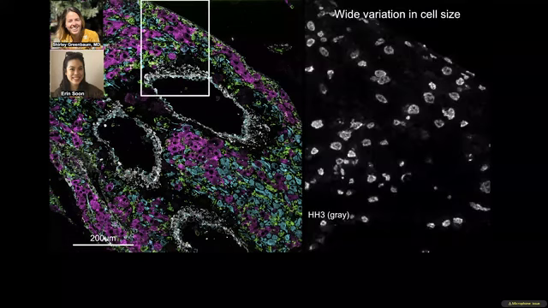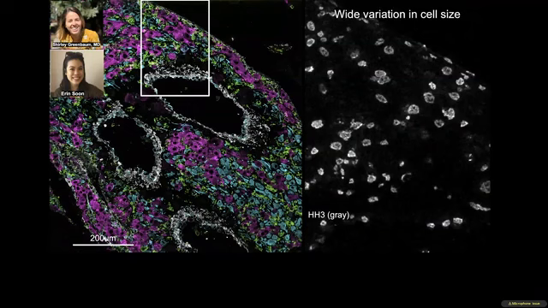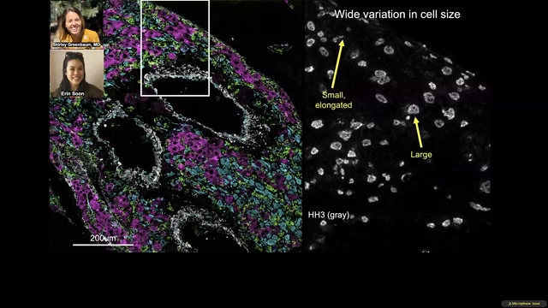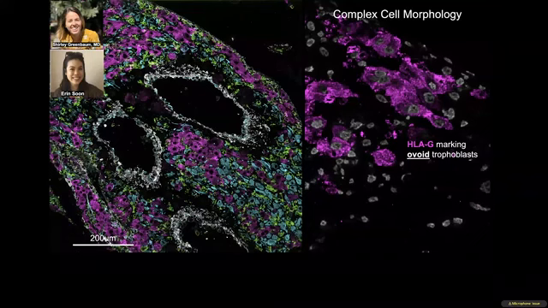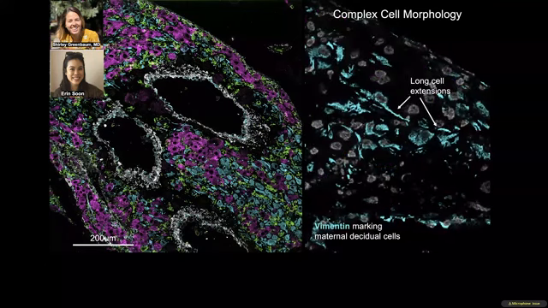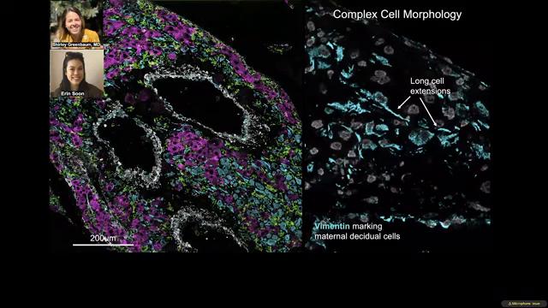If we look at just the nuclear channel and this little inset that I've boxed out here, you can see that we've got large cells, we've got small elongated nuclei, and then in terms of cell lineages, in purple here, this is HLA-G, so this is marking infiltrating extravillous trophoblasts, which are fetally derived. And so this is maternal decidua. So these cells are actually infiltrating into maternal decidua, much like tumor cells do. And those are surrounded and juxtaposed very closely by these maternal decidual cells, which have these long filamentous projections.